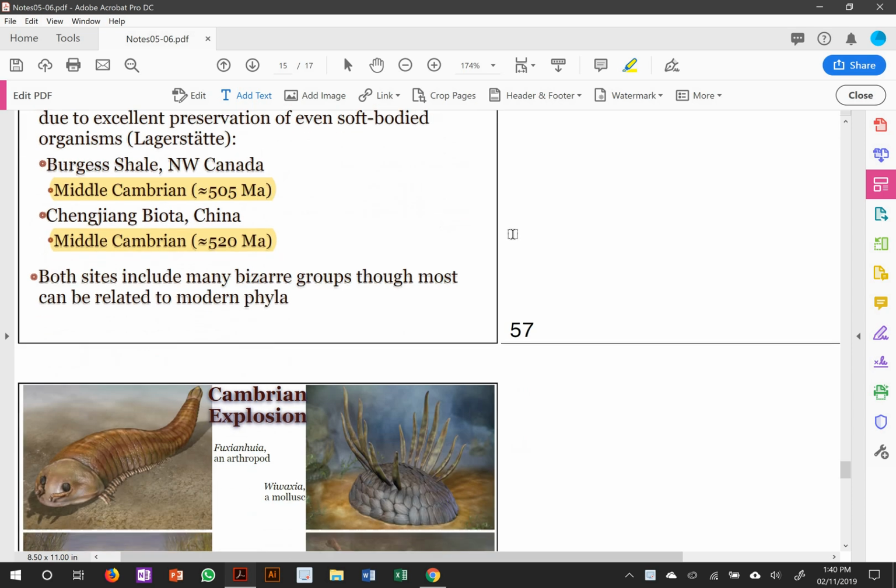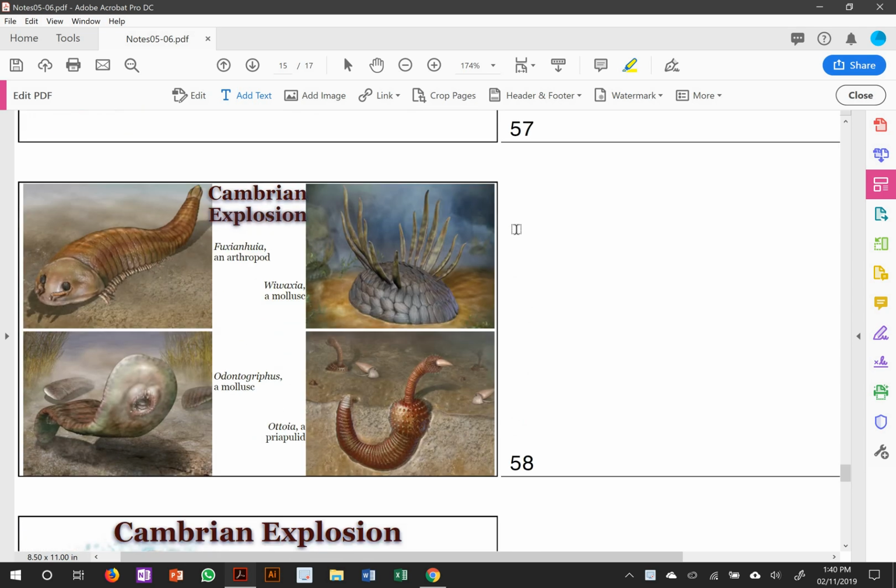So I'm just going to give you a bunch of pictures here, because pictures are pretty nice. These are just some examples of Cambrian animals. Here we have Fuxianhuia, which is an early arthropod, an animal with jointed legs. Wutubulus is generally thought to be a mollusk, a very primitive basal mollusk. Odontogriphus is also a very early mollusk, or at least probably a mollusk. Ottoia is actually a pretty well-known species. It's a priapulid worm, a group of worms that still exist today, although they're not very species-rich. There are only about 12 surviving species. There were actually more of this group alive during the Cambrian than there are now.